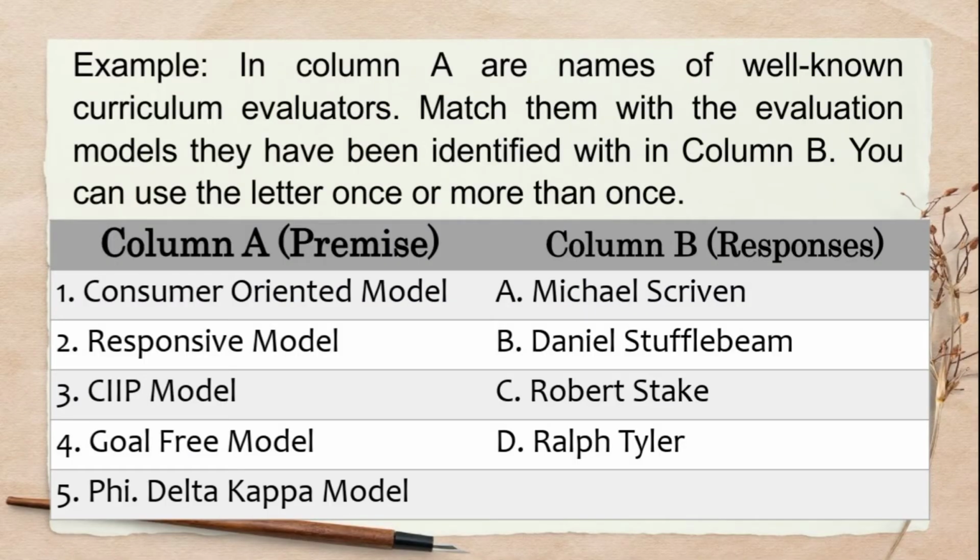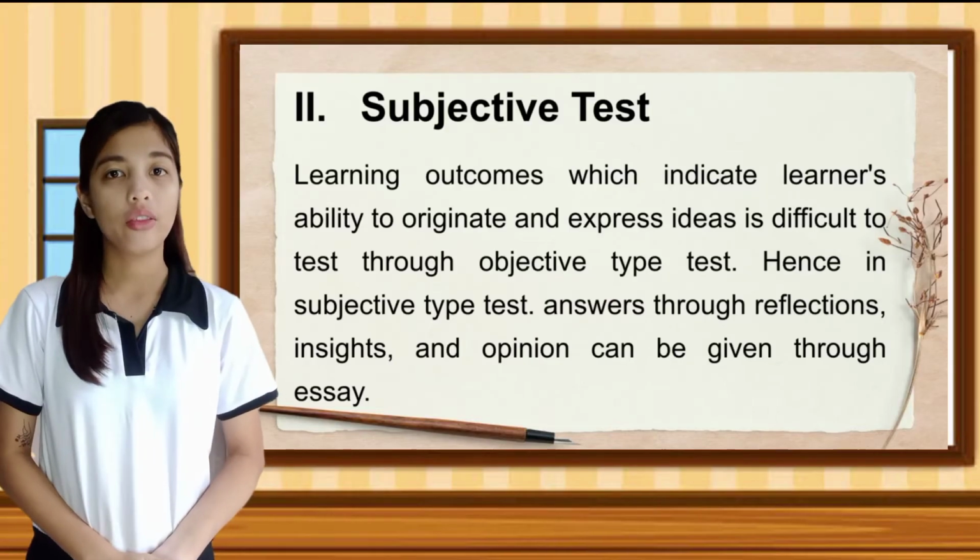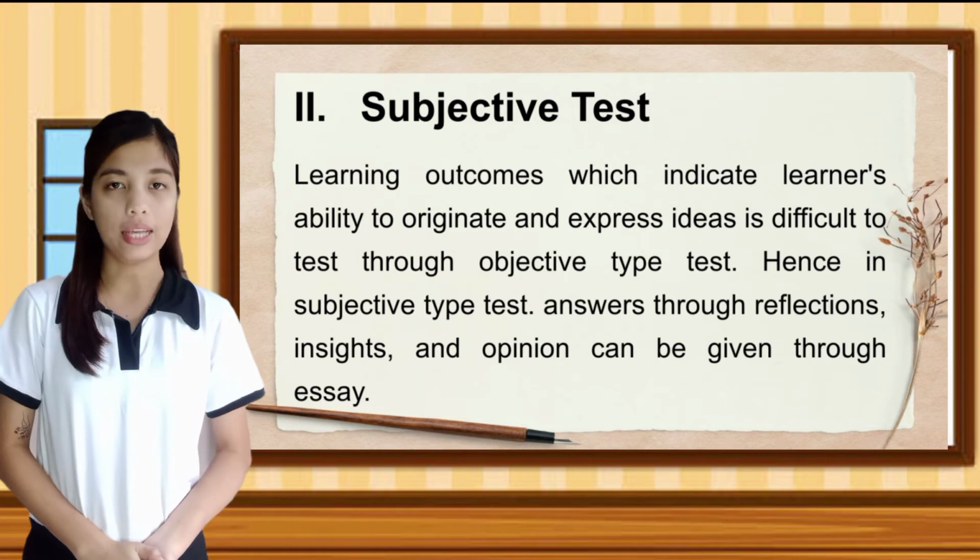For example, in column A are names of well-known curriculum evaluators. Match them with the evaluation models they have been identified with in column B. You can use the letter once or more than once. That is all for the objective test.